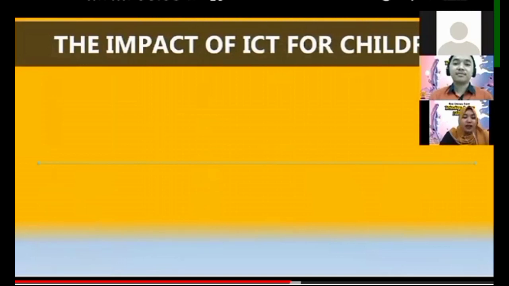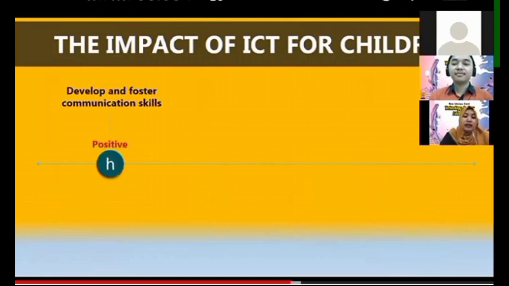Well, now I would like to discuss the impact of ICT for children. There are positive and also negative impacts for children related to ICT. The first one is from the positive impact. It can develop and foster communication skills, of course. This is based on the result of research. Franz, Cotter and Post in 2002 found out that ICT can make a rich contribution to children's literacy in terms of listening, reading, writing, and also speaking. Okay, next please. Dilanjutkan aja Mas Anjar.